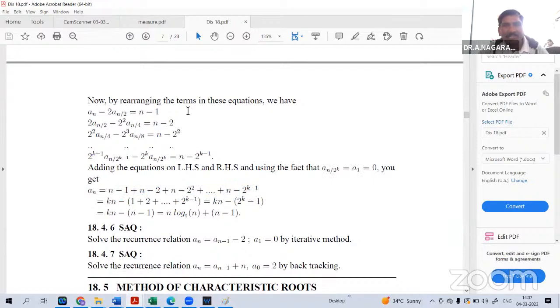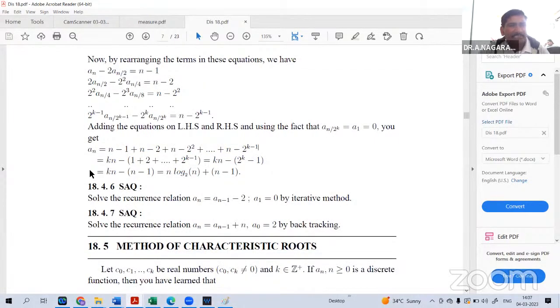This is back substitution, with all iterative steps. Carefully, you should check. After that, a_n is the sum of n terms. We cannot simplify it further, so you can directly write all the terms. Because of adding all, I am getting the same solution.